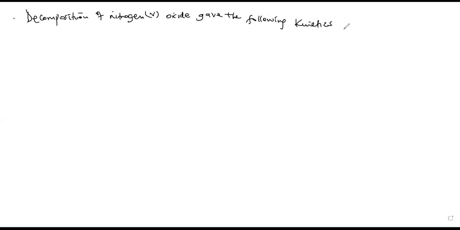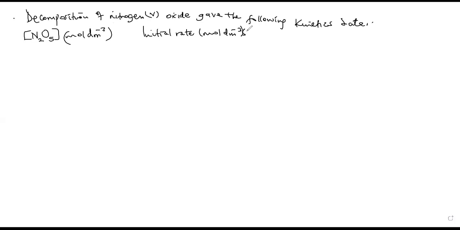Three, decomposition of nitrogen 5-oxide, that is nitrogen pentoxide, gave the following kinetics data. We have concentration of nitrogen dioxide in moles per decimeter cubed. Then here we have the initial rate. Initial rate is in moles decimeter cubed per second.